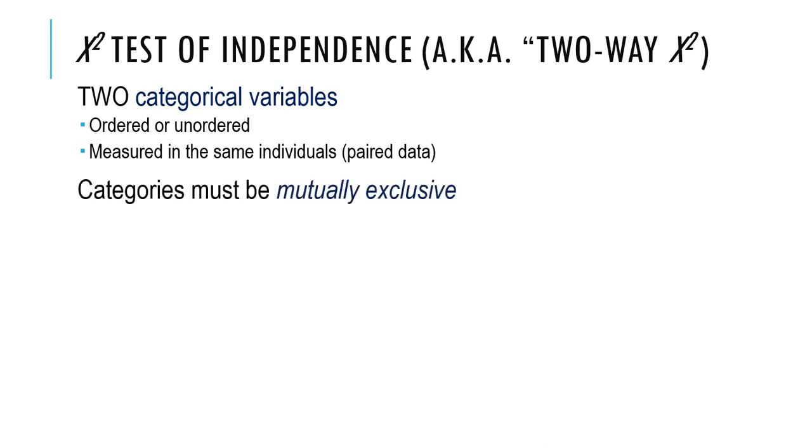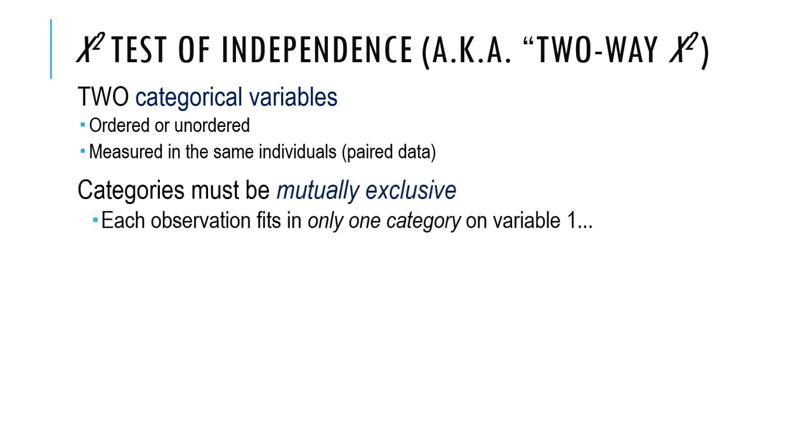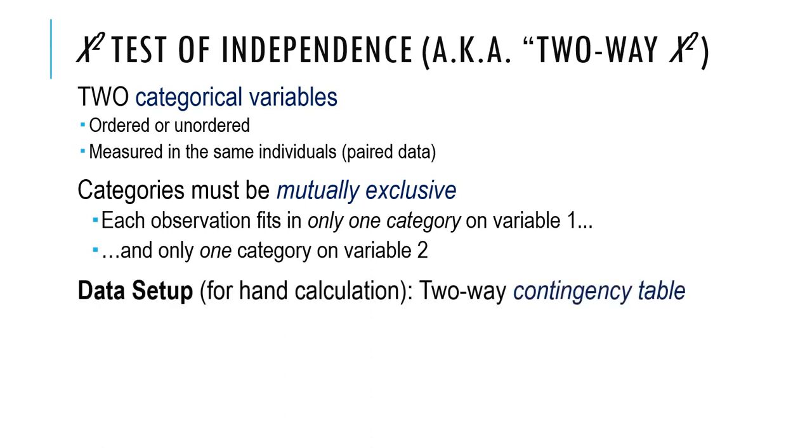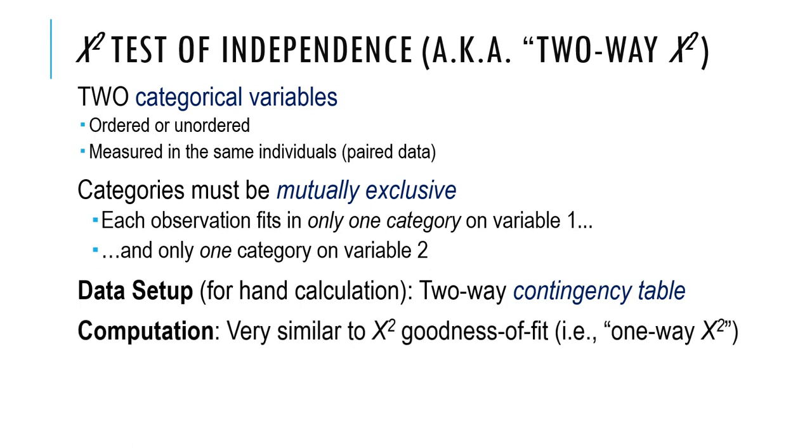Each individual must have only one possible value on variable one and only one possible value on variable two. They can't be overlapping. So this has to be mutually exclusive data, just like for the goodness of fit test. And when we set up the data, it needs to be set up in a two-way contingency table, this two-way frequency table that we've seen before.